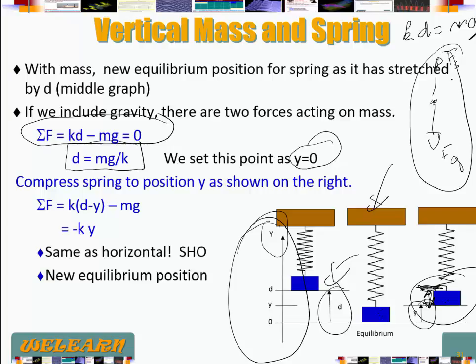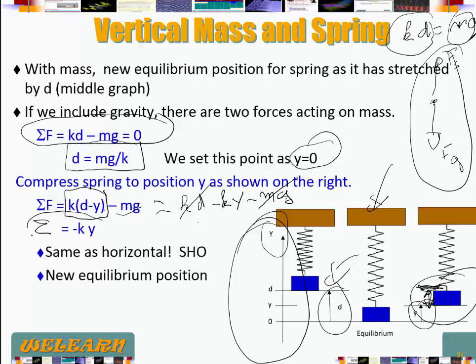So in this particular case, my spring force is k times (d minus y), and the gravitational force is still mg. Now, if we write this down, that's kd minus ky minus mg. Remembering that kd is equal to mg from what we just found here, these two cancel each other out, and we are left with the sum of all forces is equal to minus ky.